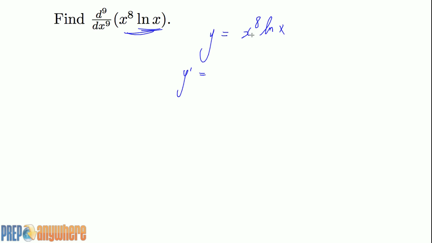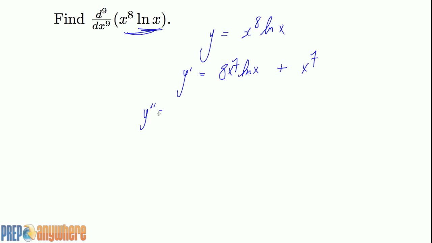Y prime, you get 8x to the power of 7 ln of x, plus you get x to the power of 8 times 1 over x. So that's going to give you x to the power of 7. Okay, so let's do that again.